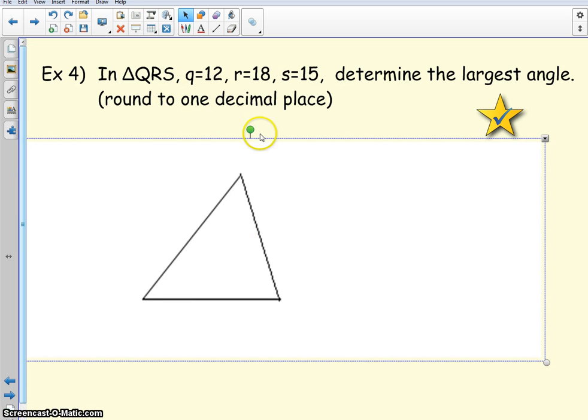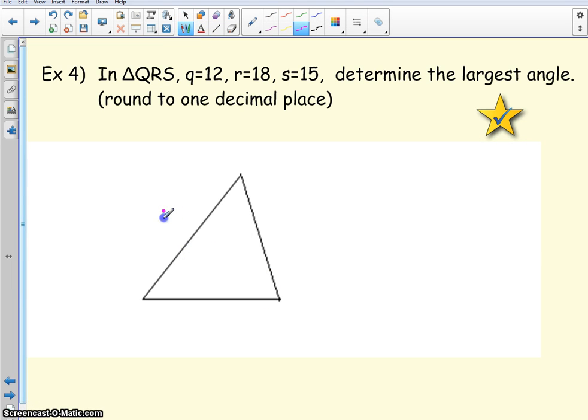So my largest side on this diagram looks to be this one, so I'll make that one 18. Let's try a different marker here. There we go, make that one 18. We should make this angle R. This looks like my smallest angle right here, so I'll call that Q and make this Q over here. And then I've got side S and angle S.